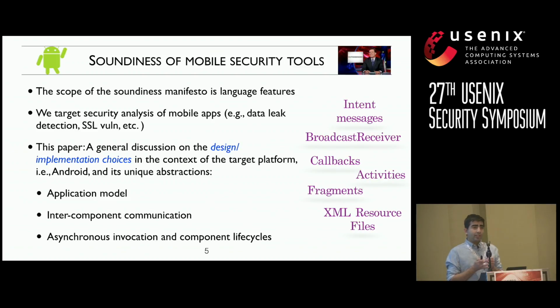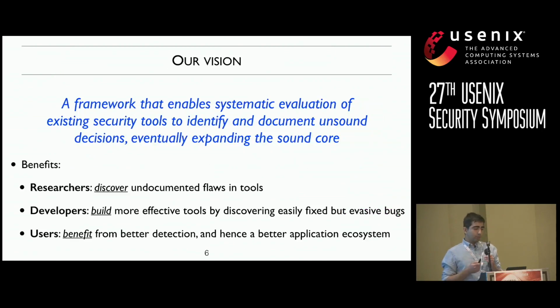So using this expanded definition of soundiness, our objective is to systematically discover and document as many unsound decisions as we can so that we can improve these already valuable tools. So our vision is of a framework that enables systematic evaluation of existing security tools to identify and document unsound decisions so that we can eventually expand the sound core. With such frameworks, researchers would be able to discover undocumented flaws. Developers would be able to build more secure tools by fixing those flaws, eventually benefiting the end users themselves as well.